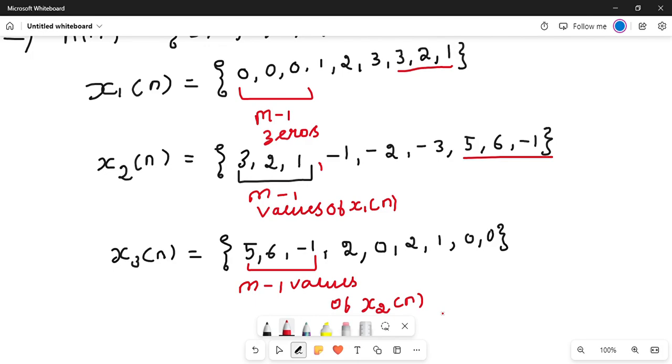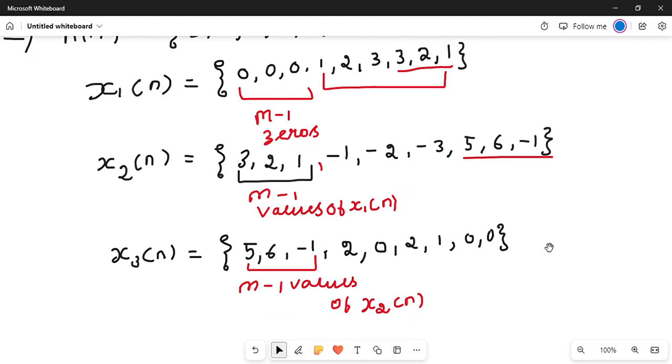You are going to add for x1 of n, that is m minus 1 zeros. You add m minus 1 zeros first to x1 of n. Then, in x of n, where you have divided by 6, you need to write the first 6 values. This is the first 6 values that you have divided, right?